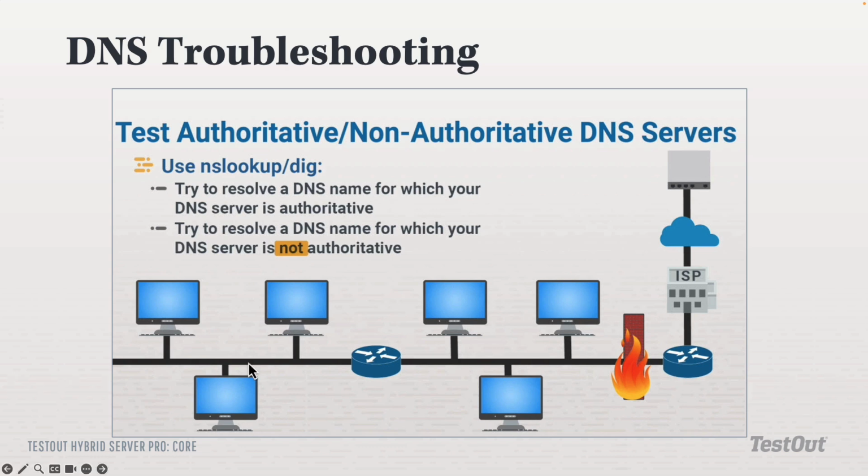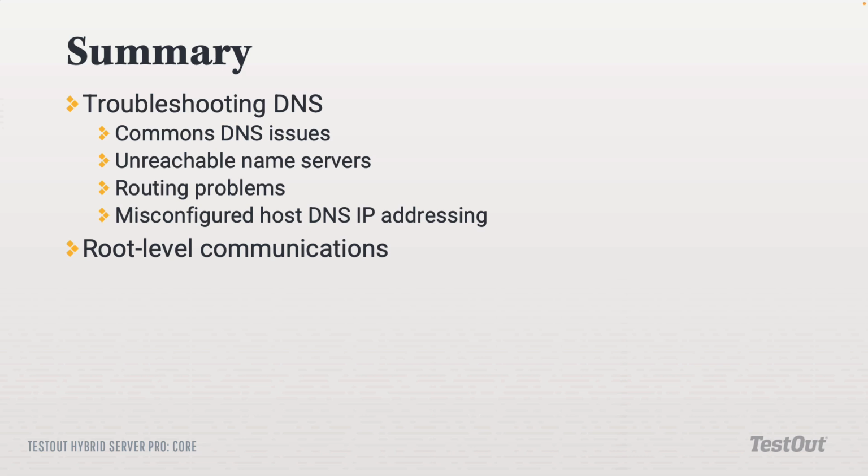So you can see here, you can test both your authoritative and non-authoritative. What that means is your primary one that is set to use, and then you can also try bouncing it off of Cloudflare, which is 1.1.1.1, Google's, which is 8.8.8.8, Amazon. So you can bounce that off of those.